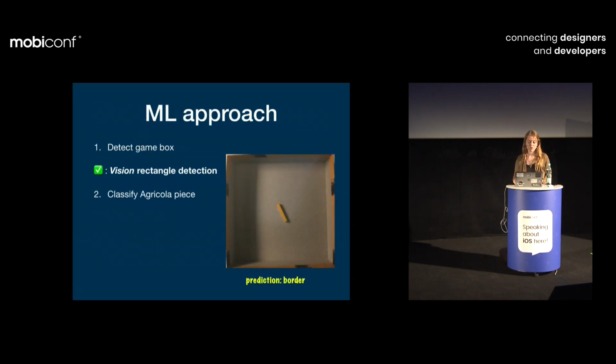OK, so we were able to finish the first part of our machine learning approach, which is detecting the rectangle. Next, we have to classify the Agricola piece. So for this, we're going to need a custom image classifier. And we weren't able to find that in the Vision framework, so we're going to have to look elsewhere. So let's see if it's going to be in the next stop of our road trip.